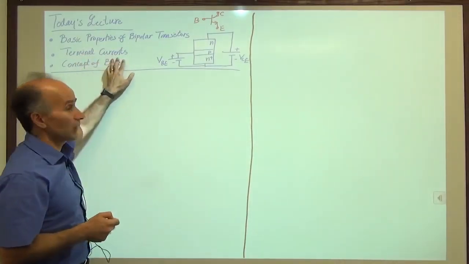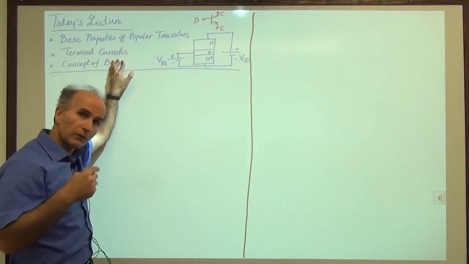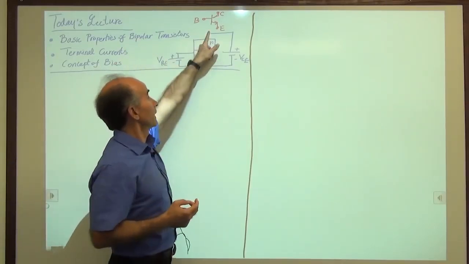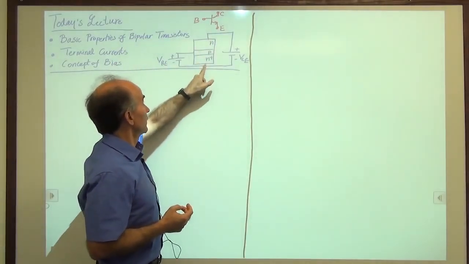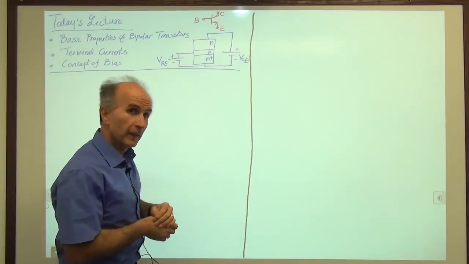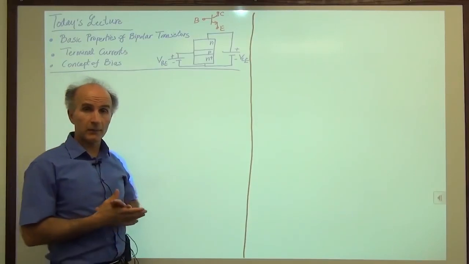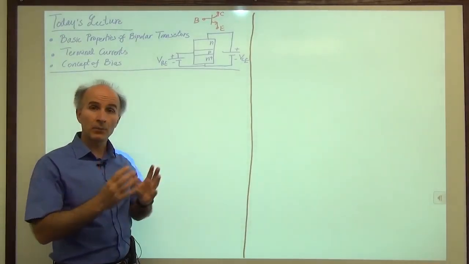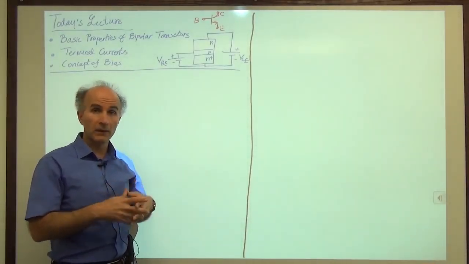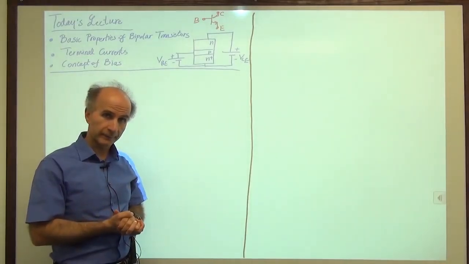Then we'll look at terminal currents. Terminal currents simply means the currents flowing through the three terminals. We have a collector terminal, an emitter terminal, and the base terminal. We would like to have equations for these. And then we would like to talk about the concept of bias, which is a key principle behind building many of these circuits that we will study in this course.